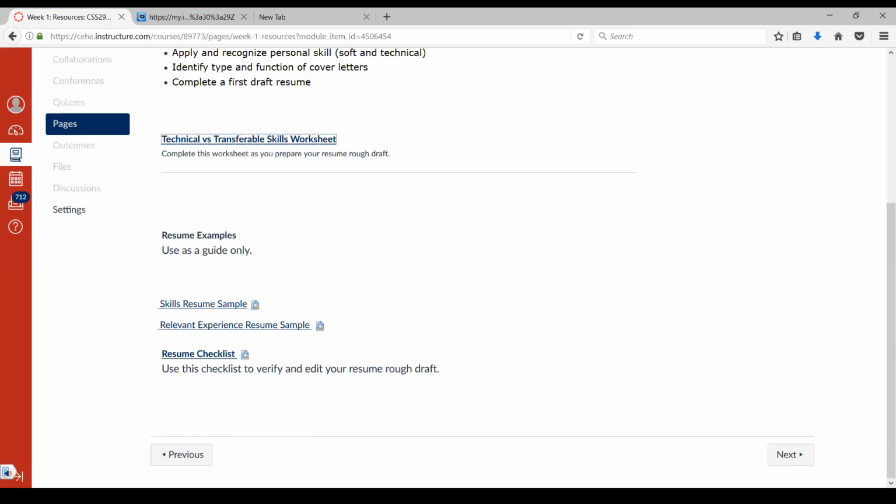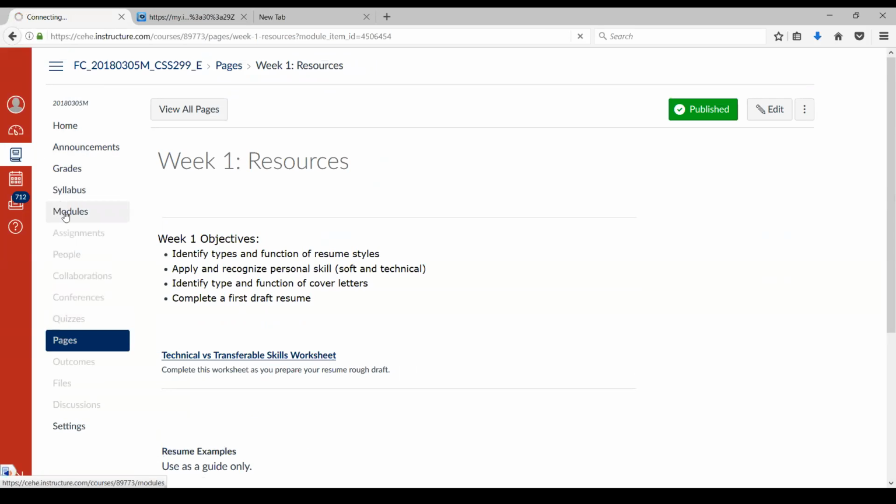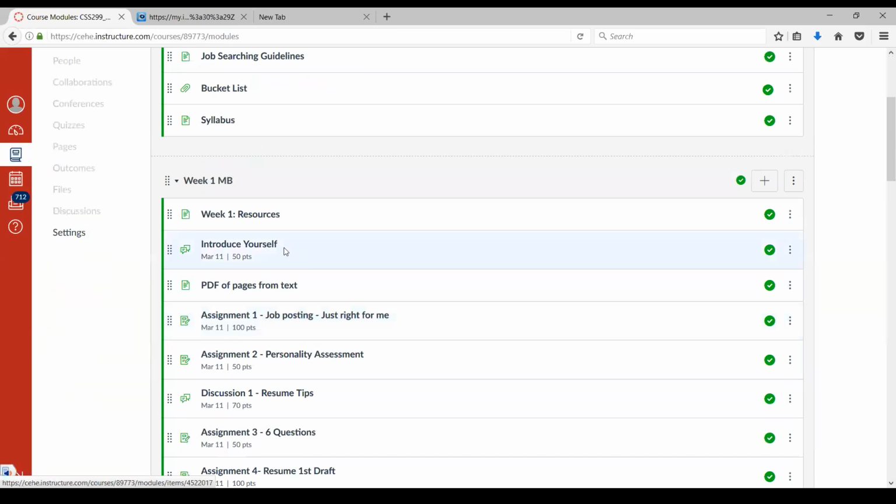Okay, so let's go here and talk about the pages that I put in from the text.